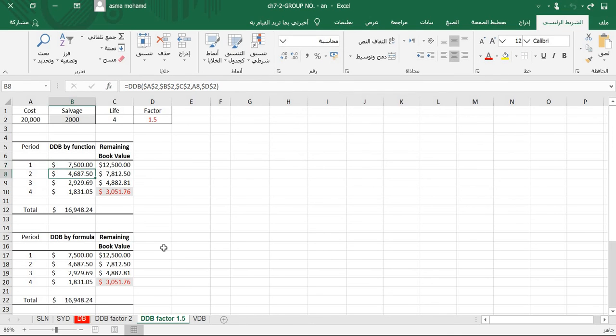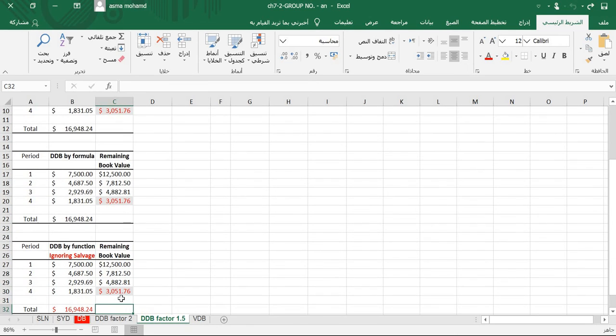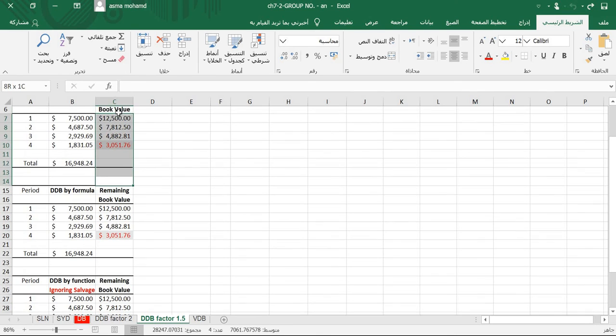If you notice here, the book value at the end of the fourth year, if we use a 1.5 factor, will be the same whether we have ignored this salvage or we haven't.